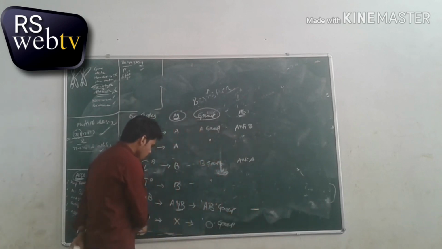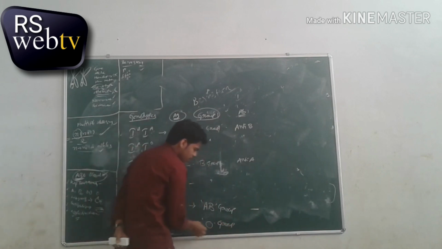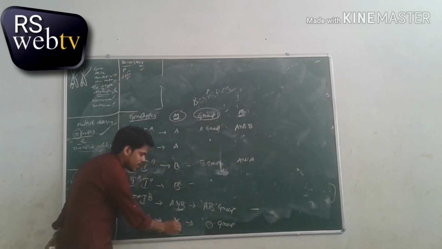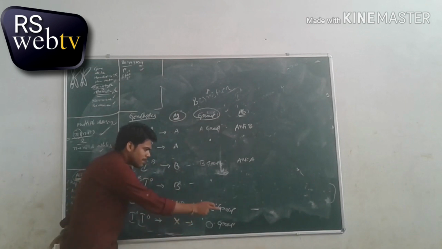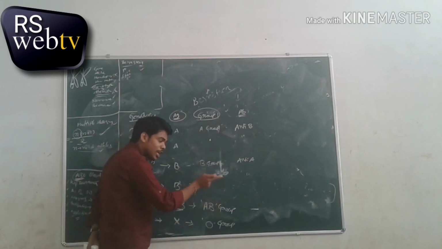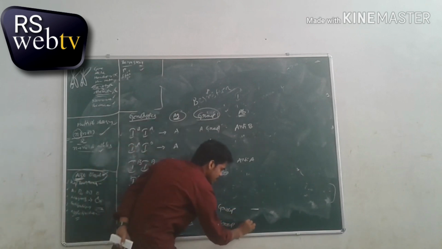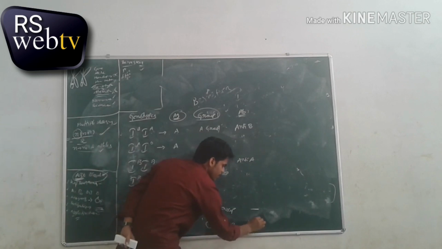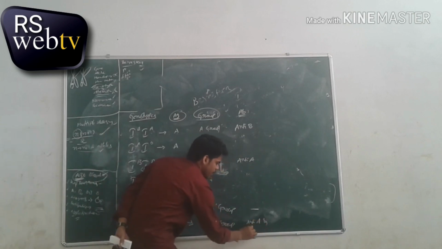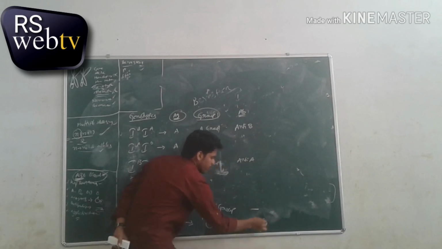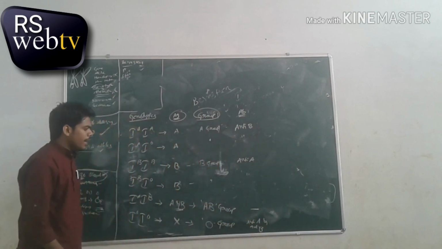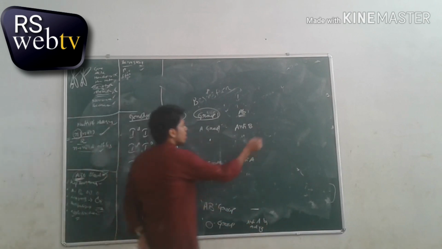Now come to the O group. Here there are no antigens. So in his plasma both anti-A and anti-B antibodies are present. Anti-A and anti-B.